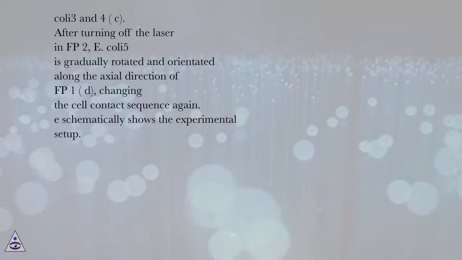D. After turning off the laser in FB2, E. coli 5 is gradually rotated and orientated along the axial direction of FB1, changing the cell contact sequence again. E. schematically shows the experimental setup.